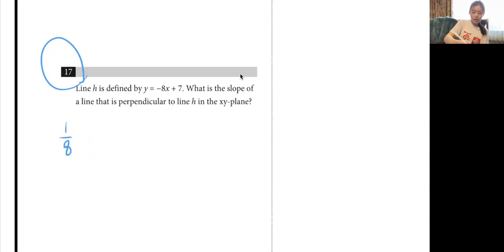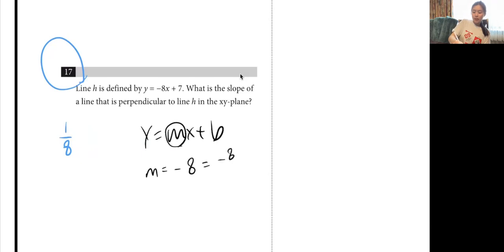By now you should know that it always follows the y equals mx plus b, and this is a linear equation. So m is going to be our slope, and m is currently -8. But we need to take the negative reciprocal. And -8 is just -8/1. And if you take the reciprocal, that's going to be -1/8. But remember, it's going to be a negative reciprocal. So this is pretty much like a linear equation question.